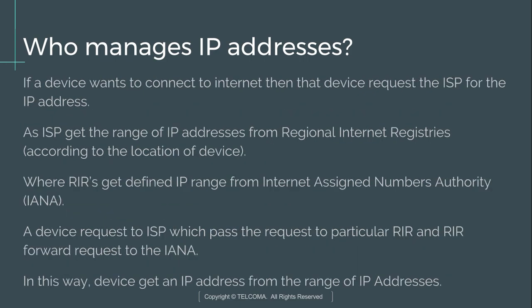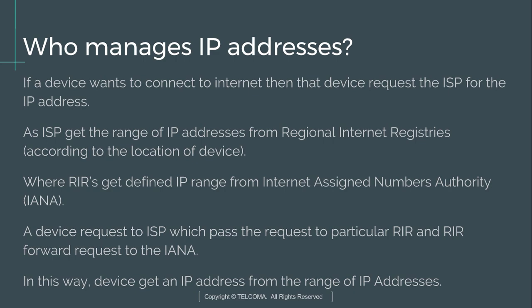So next is how to assign the IP address to a particular device. If a device is new to the network and wants to communicate in the network, it must have an IP address. So how does that device get the IP address? If a device wants to connect to the internet, then that device requests the ISP for the IP address. So first of all, the request goes to the ISP, as the ISP gets the range of IP addresses from regional internet registries according to the location of the device. The RIR gets the defined IP range from the Internet Assigned Numbers Authority.